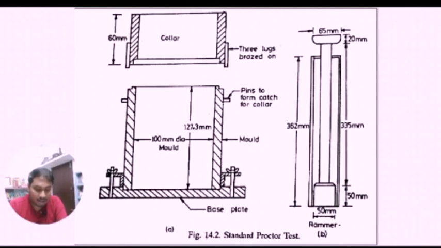Now the same procedure is repeated, adding 3% more water to the previous soil sample, until the bulk density gets reduced. We will get the water content corresponding to each trial from the samples kept in the oven. Now that we have the moisture content, the dry density can be found using the formula. I am showing you the formula.